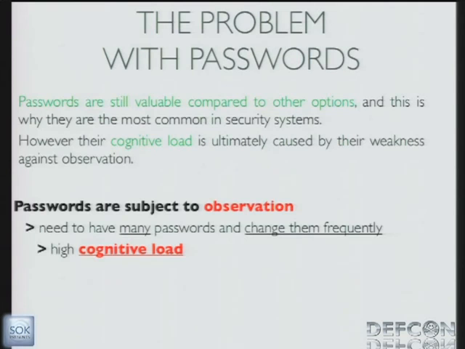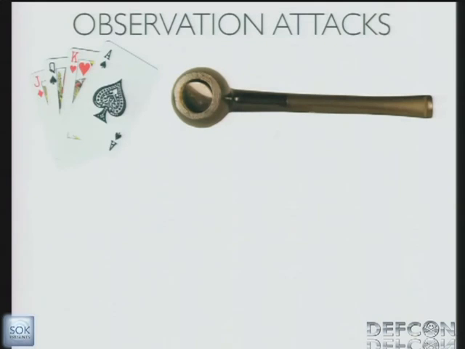You need to have many of them, and you need to change them frequently because they can be lost so easily. And observation is a classic attack. It's not just in passwords and so on. So cheating at poker, for example, this item that's on the screen is a fake pipe with a mirror in it for a card dealer to cheat at poker so they can see the cards that they pass across it. So a classic observation attack for a crooked individual in the system.